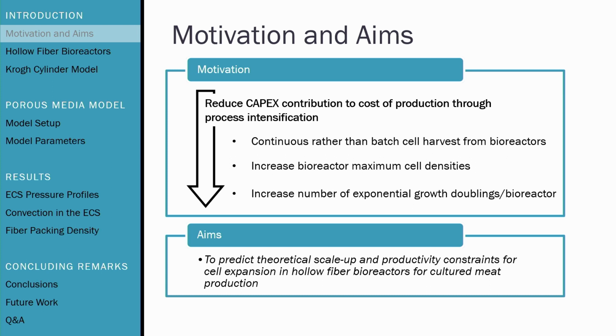And hollow fiber bioreactors are the focus of this work because they show promise in supporting process intensification due to their ability to support in vivo-like cell densities and support 6 to 7 exponential growth doublings. However, there are knowledge gaps around the scale-up of this bioreactor design, and therefore the aim of this work was to use the porous media model to predict theoretical scale-up and productivity constraints for cell expansion in hollow fiber bioreactors.